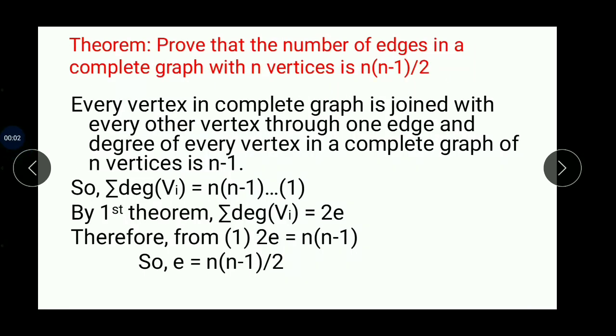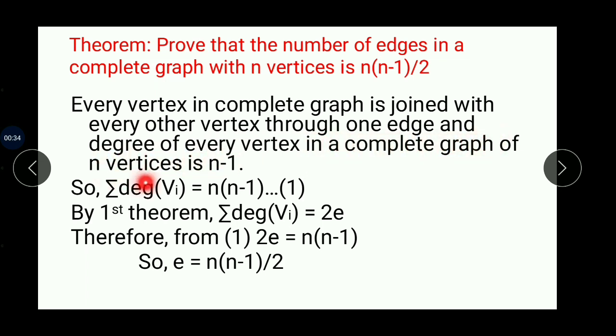So now the last theorem is: prove that the number of edges in a complete graph with n vertices is n into n minus 1 by 2. What is a complete graph? A complete graph is a graph in which all the vertices are attached by an edge with each other. So every vertex in a complete graph is joined with every other vertex through one edge, and the degree of every vertex in a complete graph of n vertices is n minus 1.